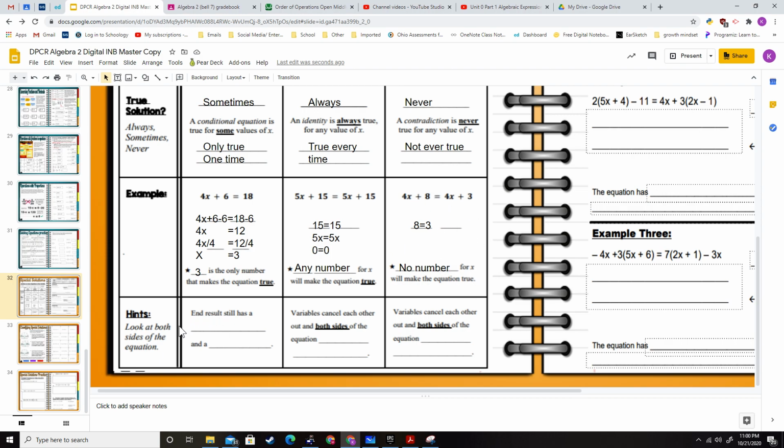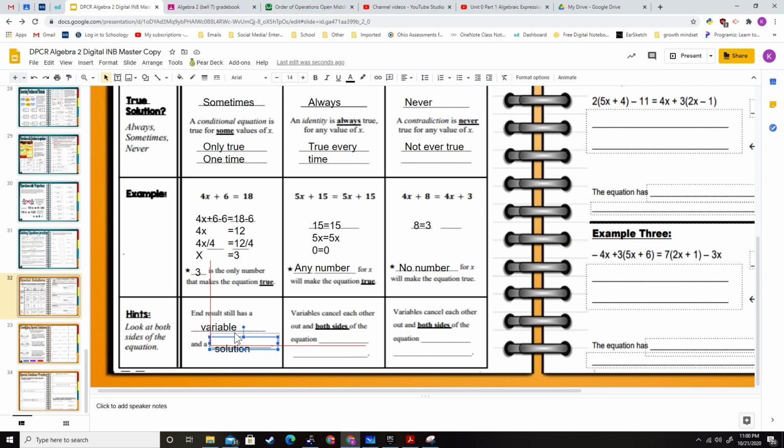So a couple of hints that you're going to look at. The end result for something that has one solution is a variable and a solution. So you're going to notice like how we did in our example, there's a variable over here, and there's a solution on the other side.